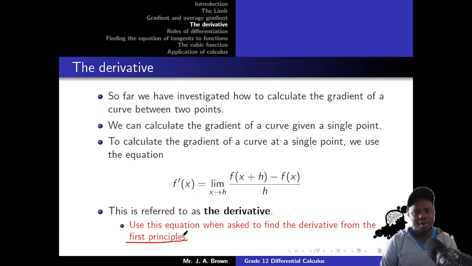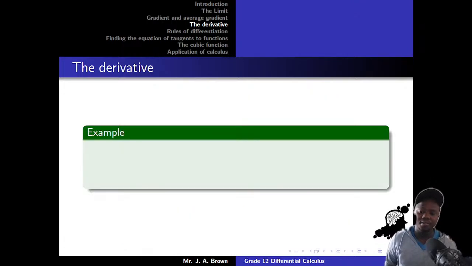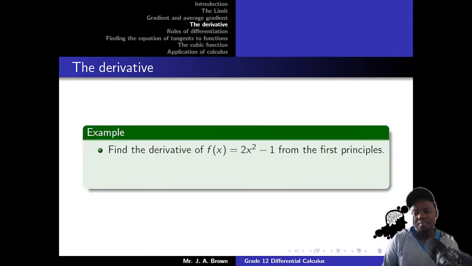Now, usually in your exam, whether CAPS or IEB, there's going to be a question for about 4 or 5 marks, sometimes 6 marks if they're in a good mood. It's going to ask you to determine the derivative from the first principles. It is vital that you understand how to use this formula and not to make any mistakes as you're working with it. Let's look at a couple of examples.